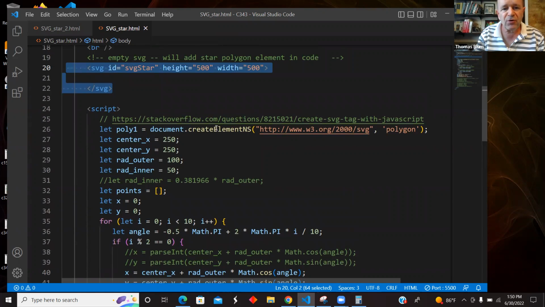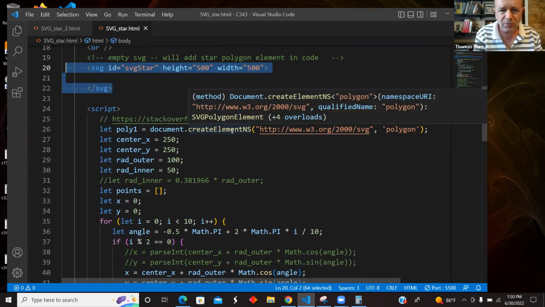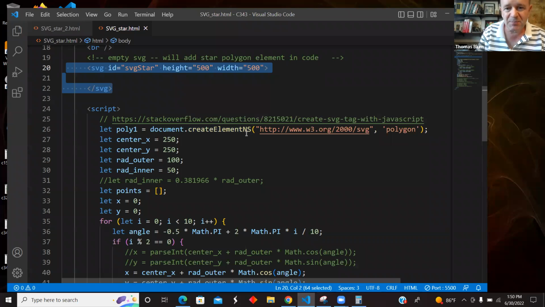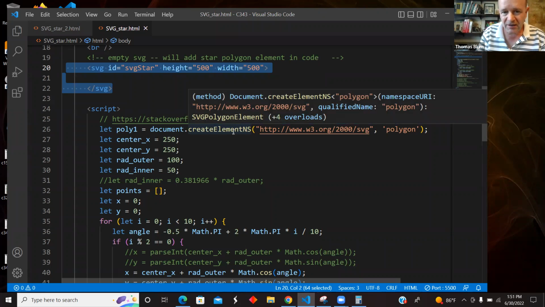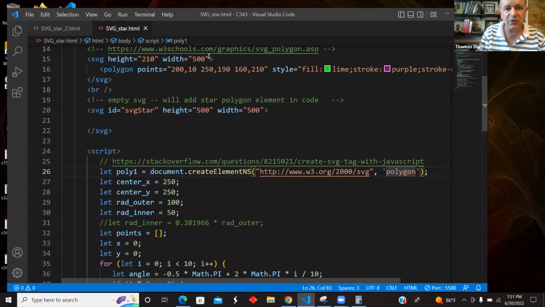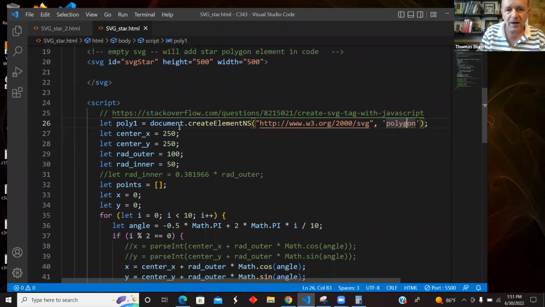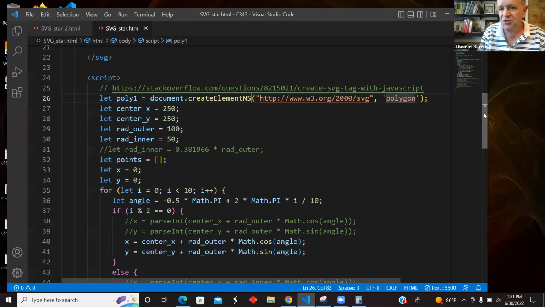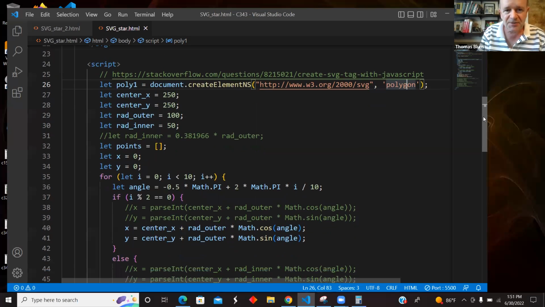So I am using createElementNS, NS for namespace. This is sort of a slightly expanded version of createElement. And I'm creating the polygon, the same polygon you saw up in the W3Schools example. This approach is based on something I found on Stack Overflow. They were adding the SVG and its contents. I'm only adding the contents.